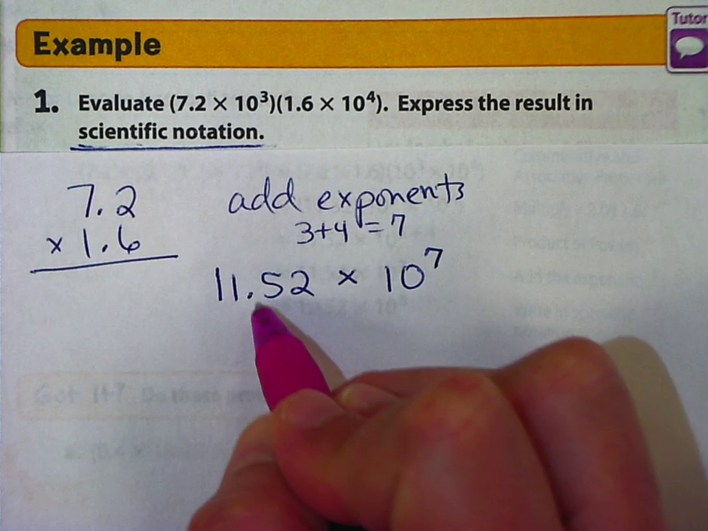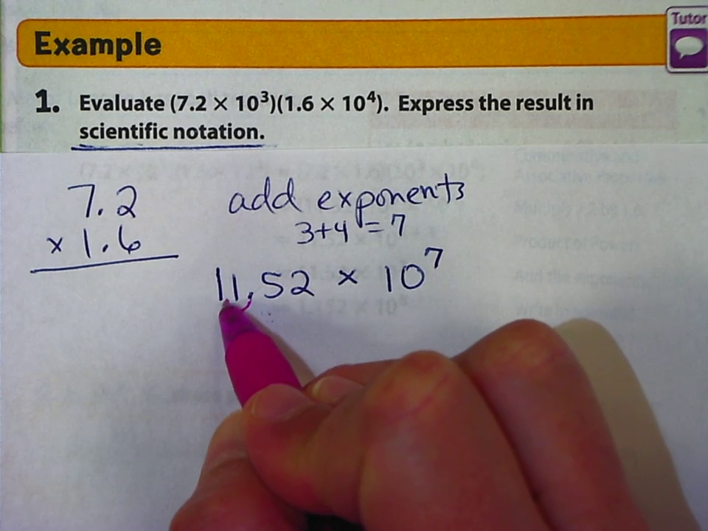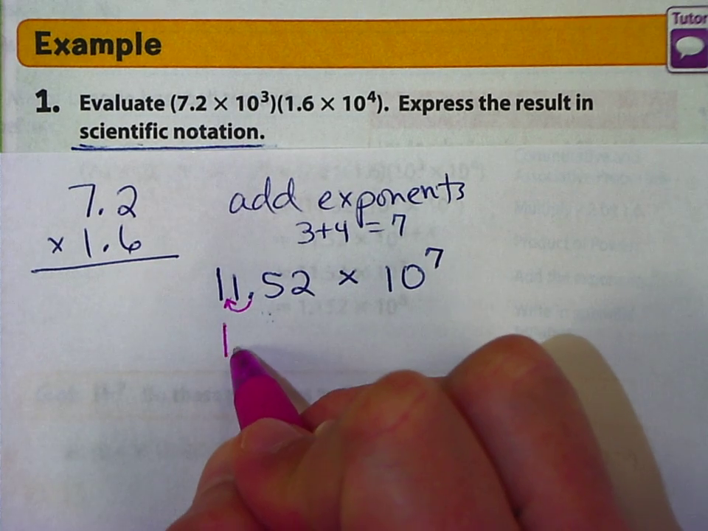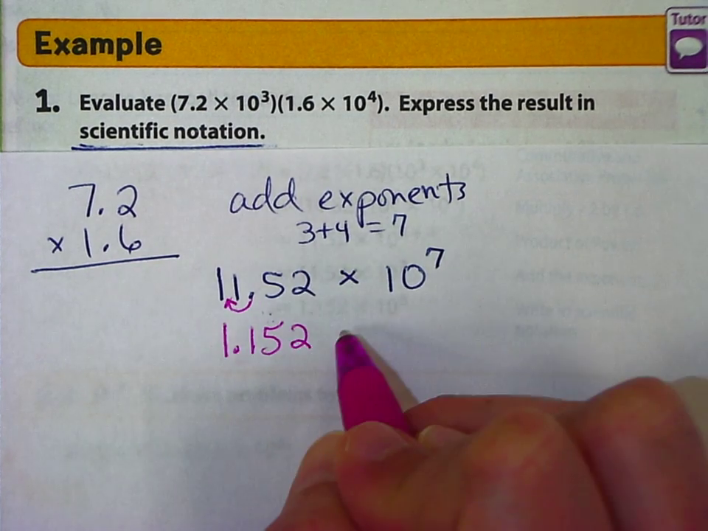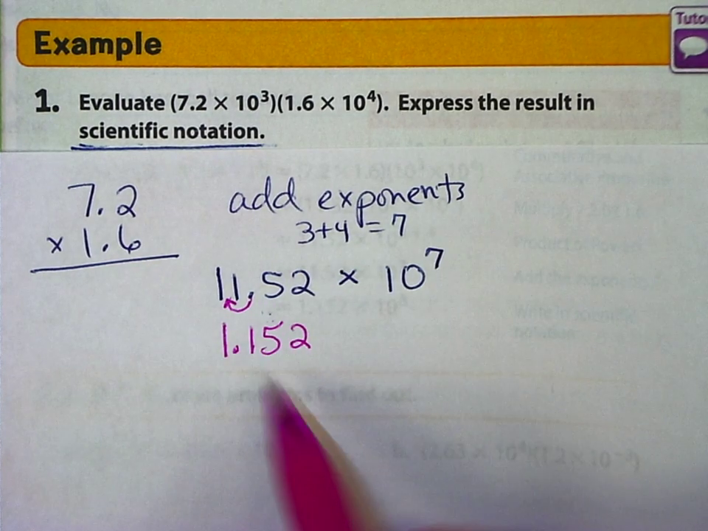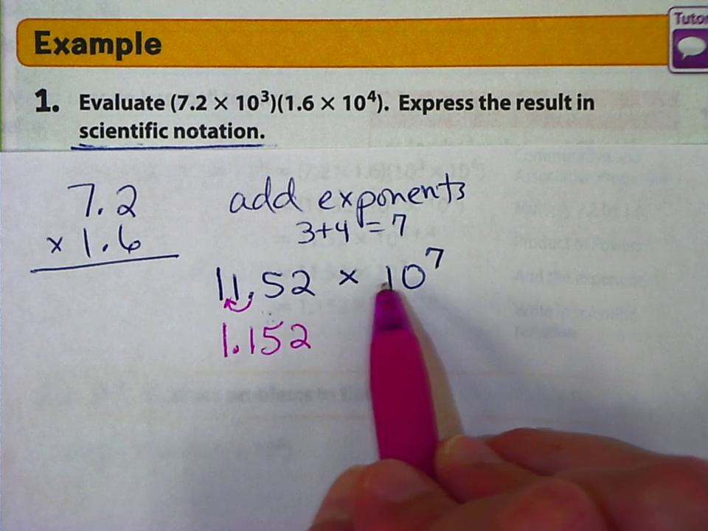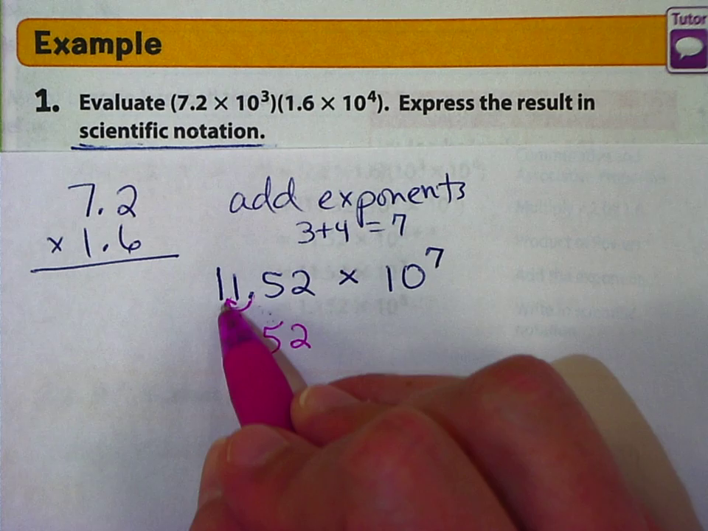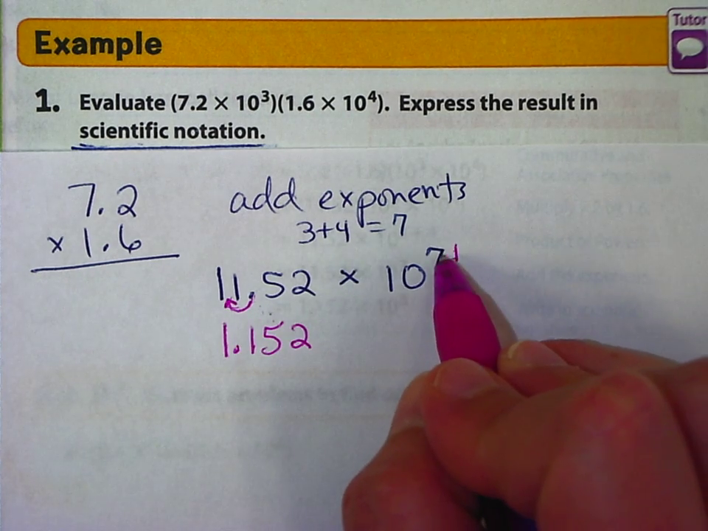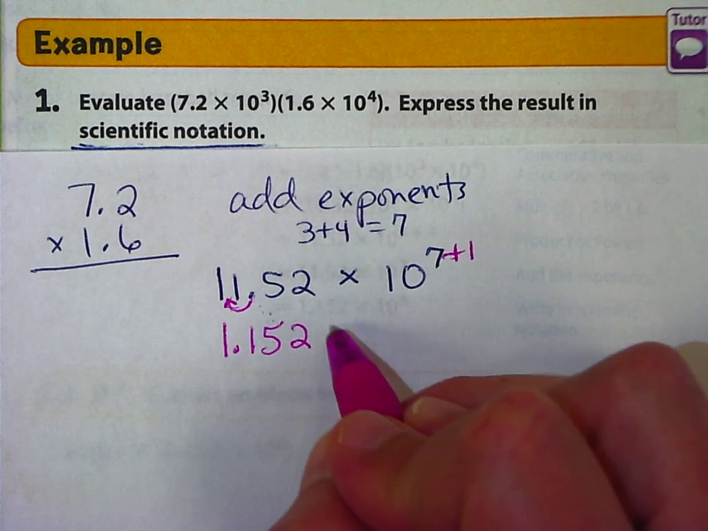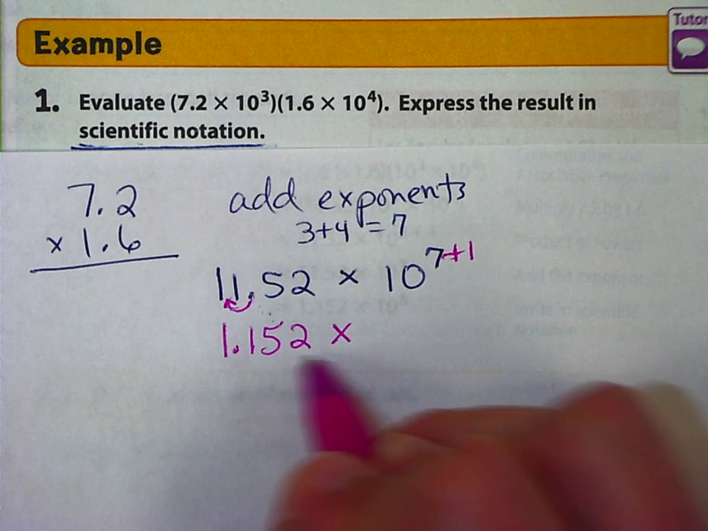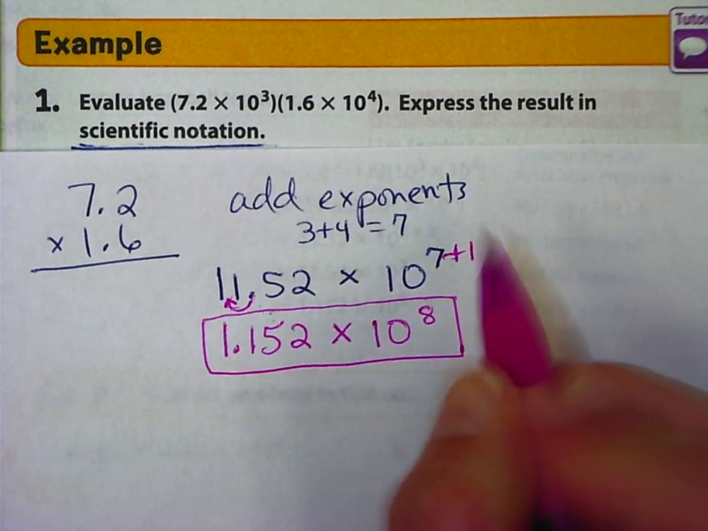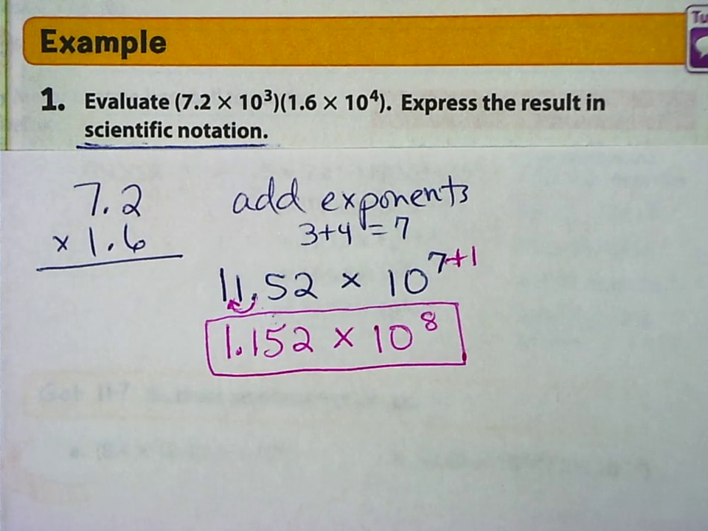So we need to move the decimal over and make this number between 1 and 10. I'm going to move this decimal one place to the left and stop it right there. Now my new number is 1.152, and that's between 1 and 10. But I have to account for that one move in the decimal. Because I moved left once, I'm going to add 1 to my exponent. So our final answer is 1.152 times 10 to the 8th. That is in scientific notation, and that's what it asks for on this problem.